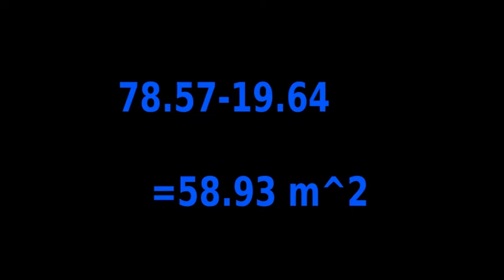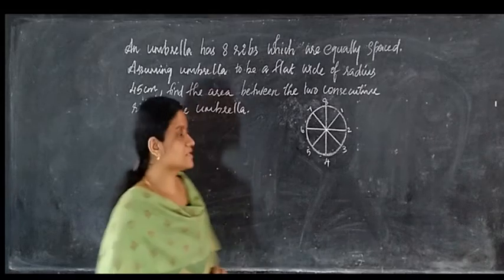That is 78.57 meters square minus 19.64 meters square. That is equal to 58.93 meters square. Therefore, the increase of area in grazing is equal to 58.93 meters square. Moving to the next question.